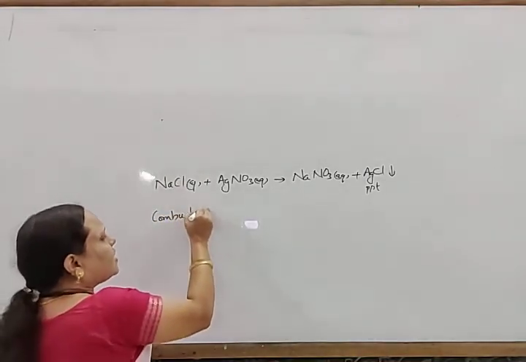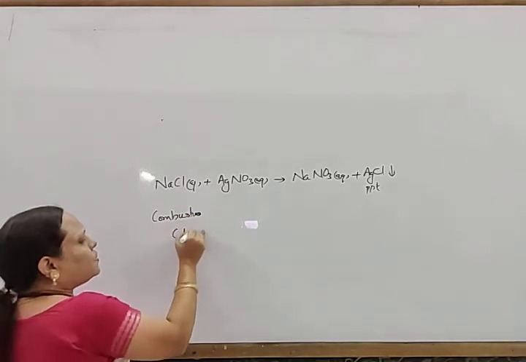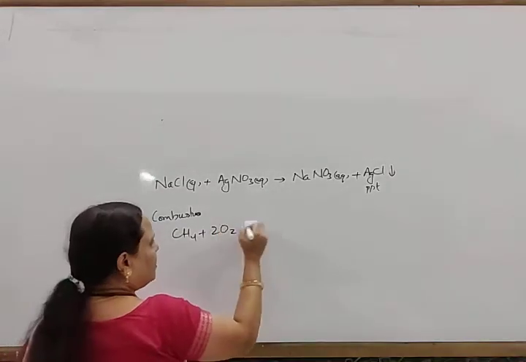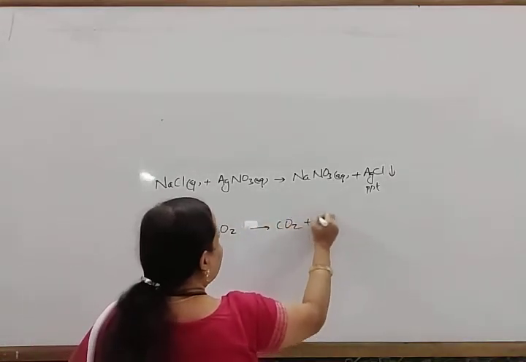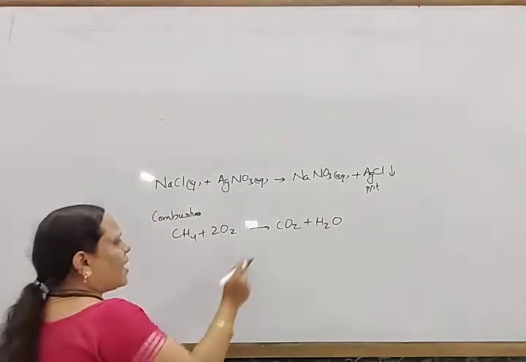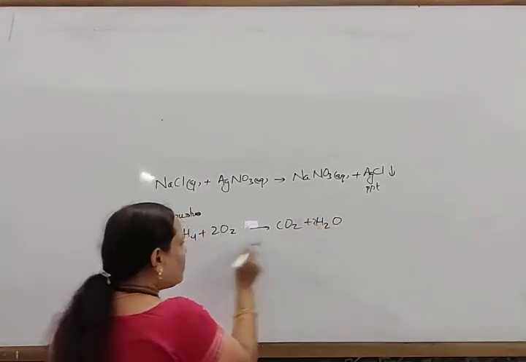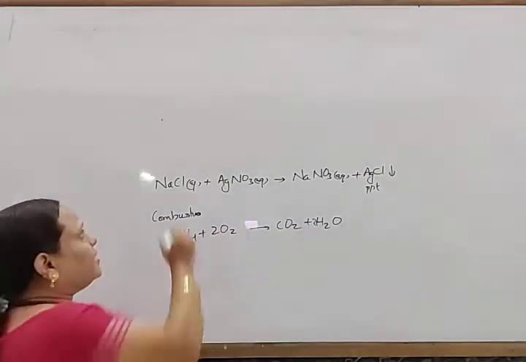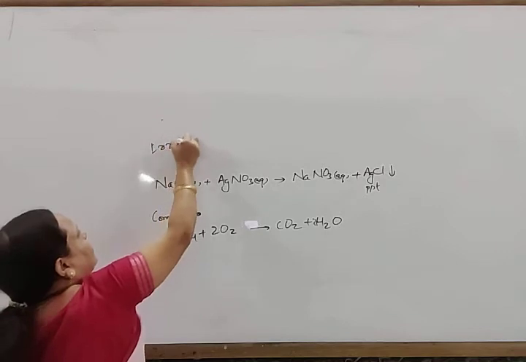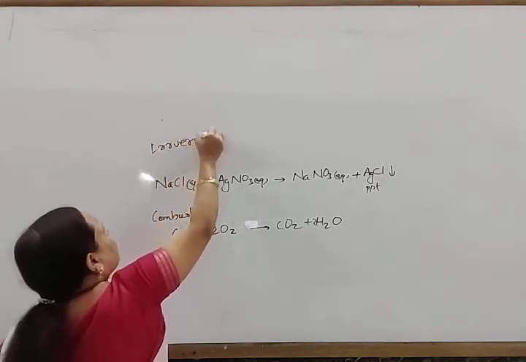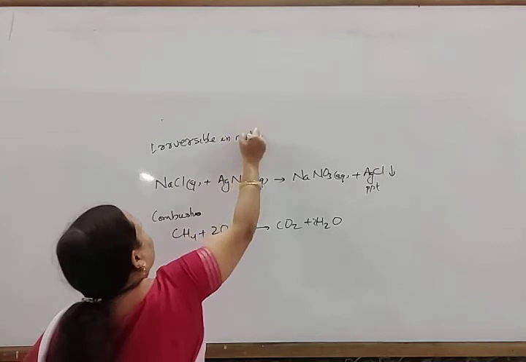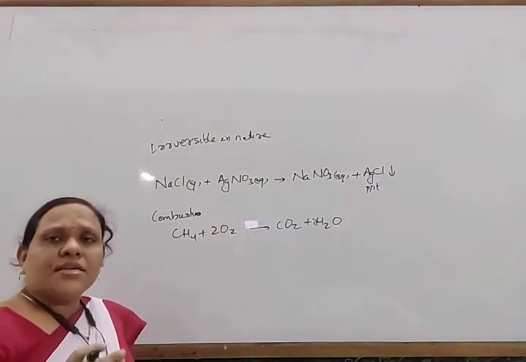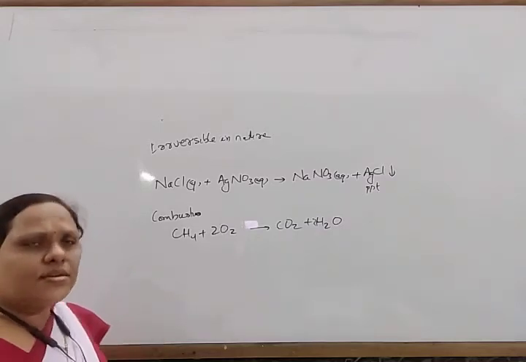So when a combustion reaction takes place, look here, suppose methane undergoes combustion with oxygen, it gives carbon dioxide and water. But from carbon dioxide and water, we cannot get methane and oxygen again. In this way, this reaction is irreversible in nature. So the precipitation reaction, the combustion reaction, and we can say some acid-base neutralization reactions.